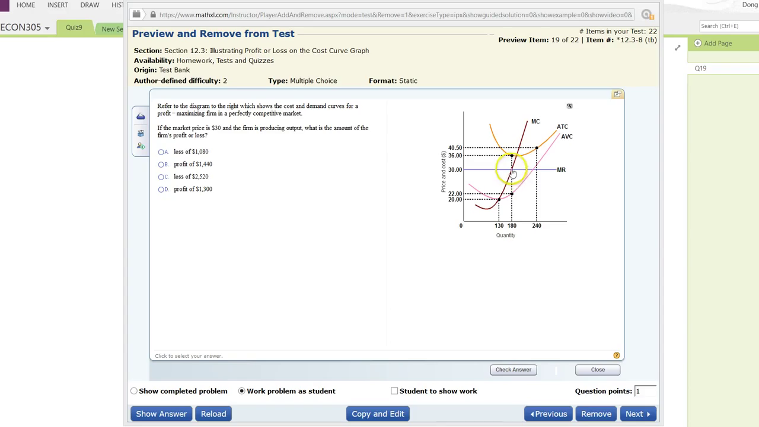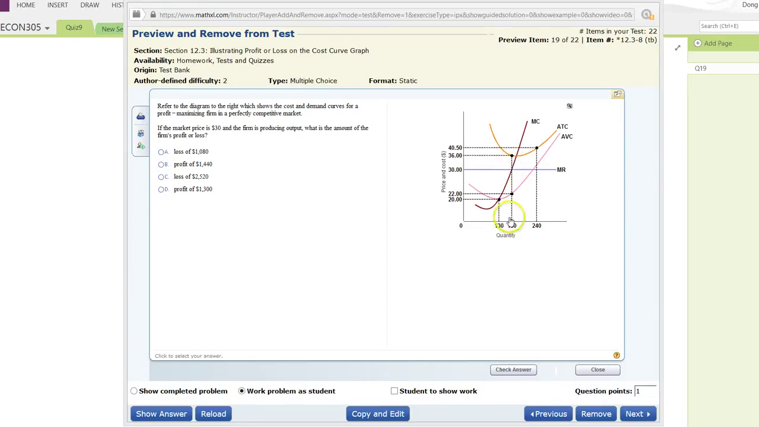This chart tells us for this output 180, the ATC, the average total cost is $36. That means for each unit of the output, the firm actually is making a loss. How much loss? Because the firm is charging a price of $30, and for each unit the firm sells, the cost it has to incur is $36. So for each unit, it loses $6.